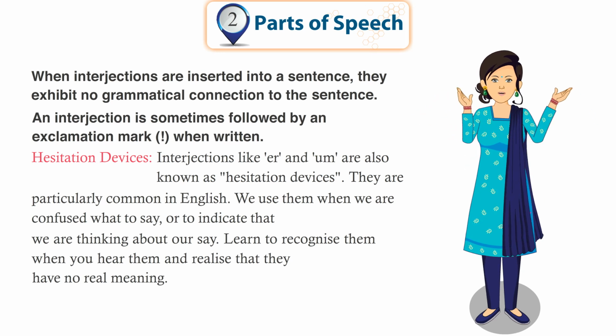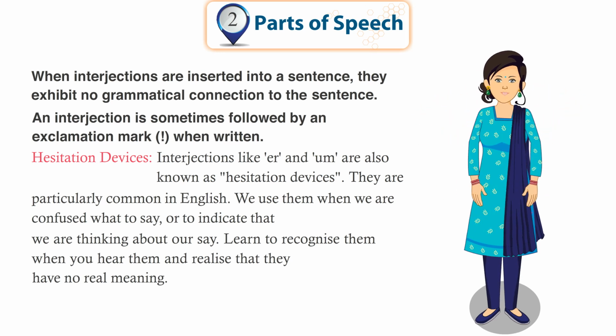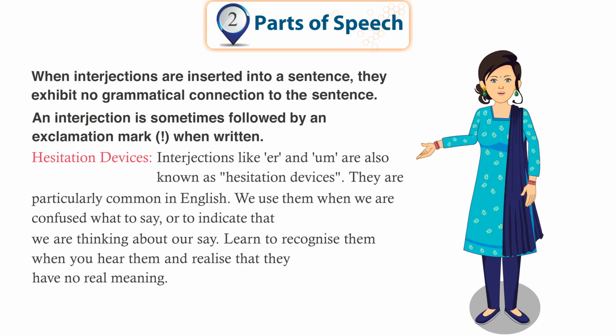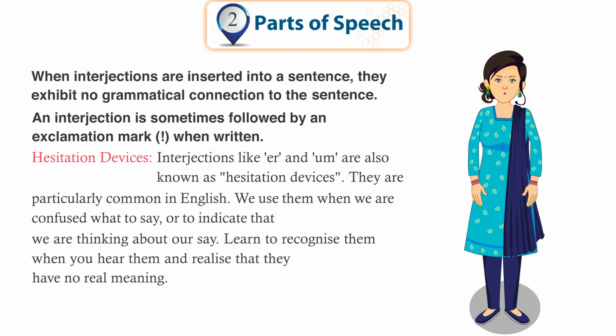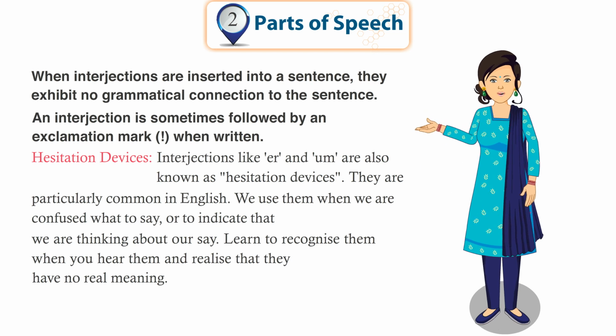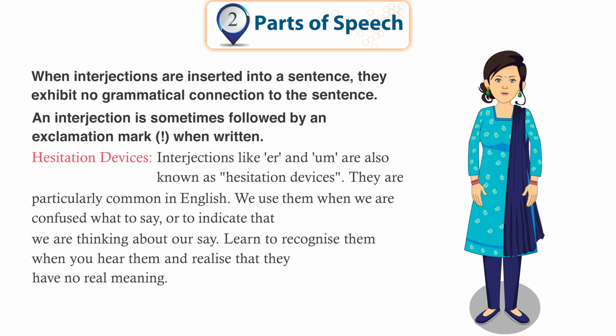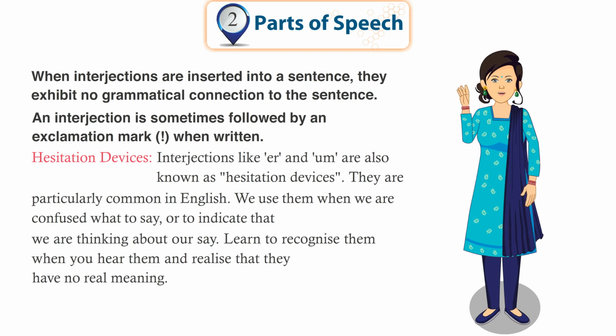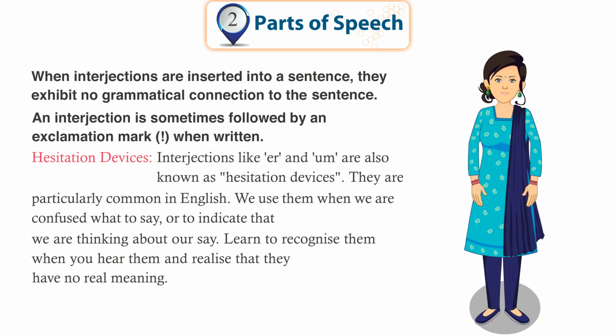Hesitation devices. Interjections like "um" and "er" are also known as hesitation devices. They are particularly common in English. We use them when we are confused about what to say, or to indicate that we are thinking about what to say.